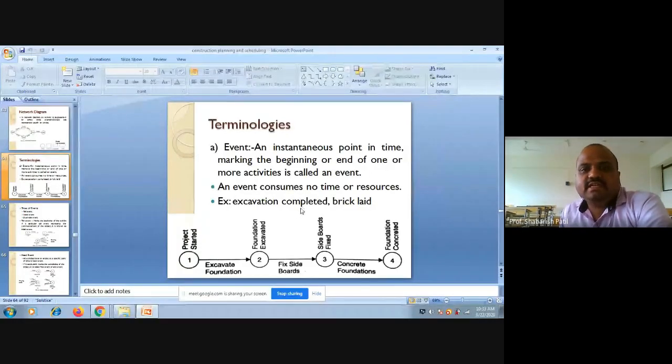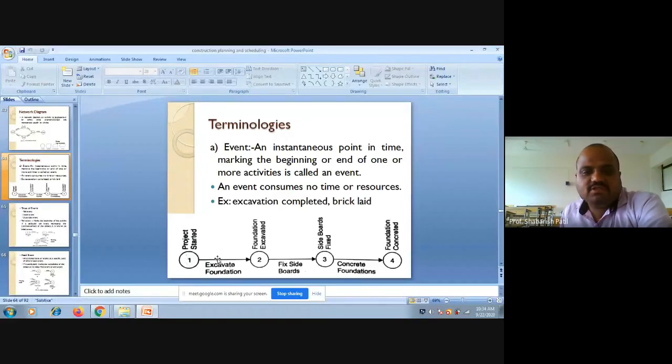An event is an instantaneous point in time of a project where it marks either the beginning or end of a particular activity. This is called an event. And please remember, an event doesn't consume any time or resources. If I'm starting the excavation of the foundation in an example, then start the excavation is my first activity, so it indicates also the starting of the project. So starting the project is an event, whereas excavating the foundation is an activity.